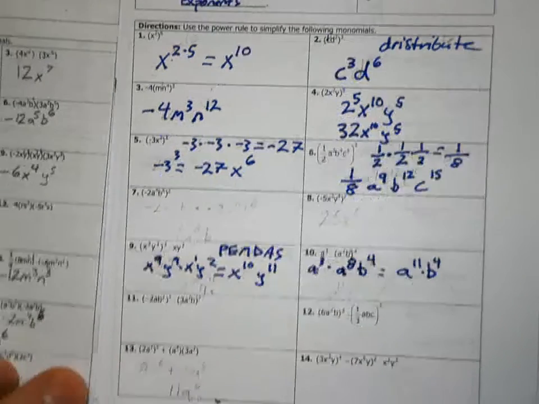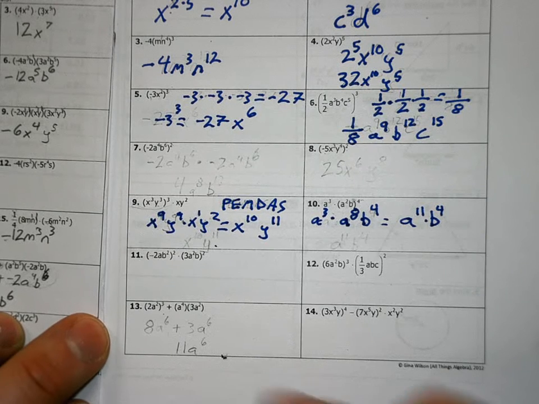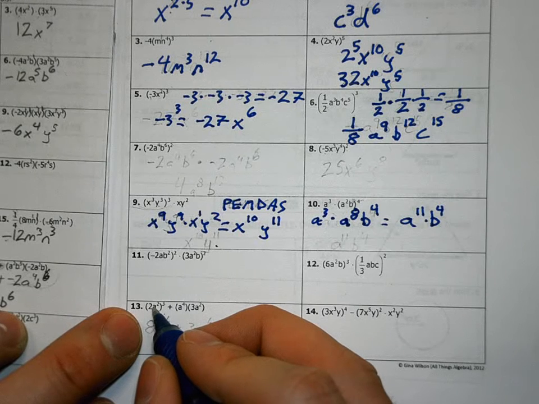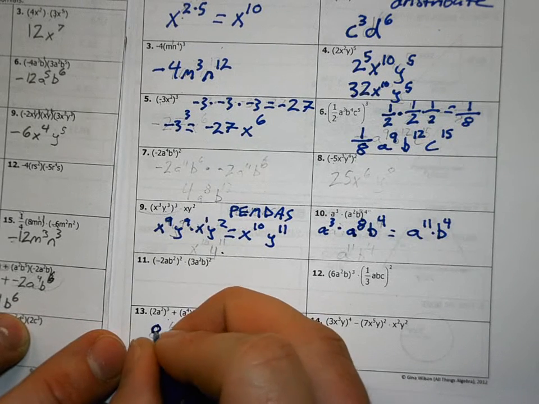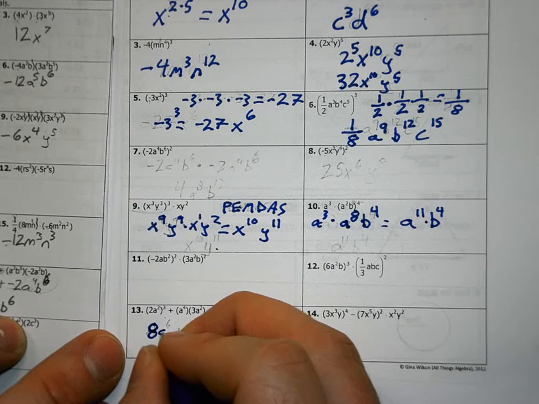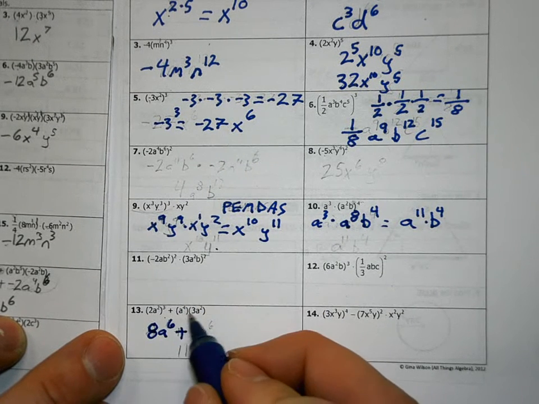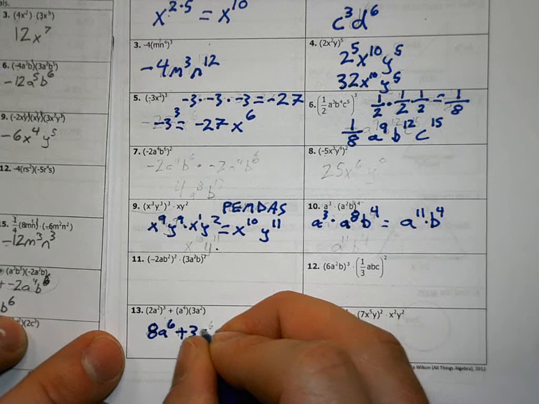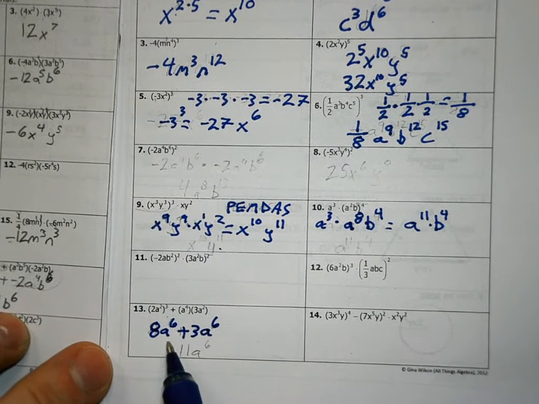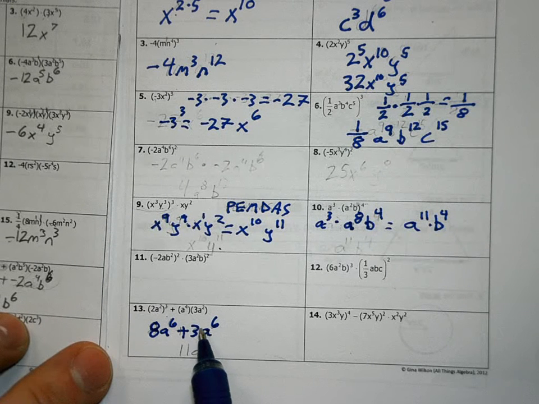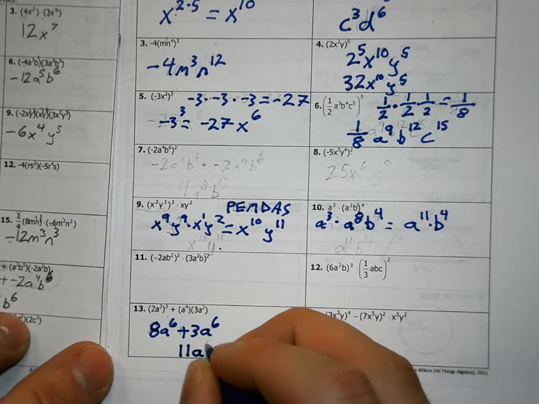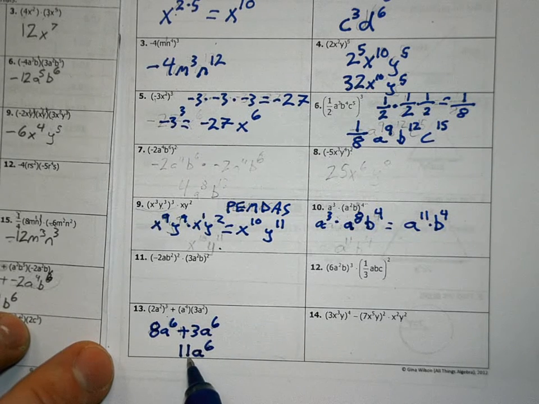Okay, number 13. I have to apply the cubed to the 2. This is 2 to the 1st power. 2 to the 3rd power is 8. 2 times 3 is 6. Product rule, I add them. 2 plus 4 is 6. Now I have the same variable to the same power twice. These are like terms. I can add these together. The power in the variable stays the same. Only the coefficients change. 8 plus 3 is 11.